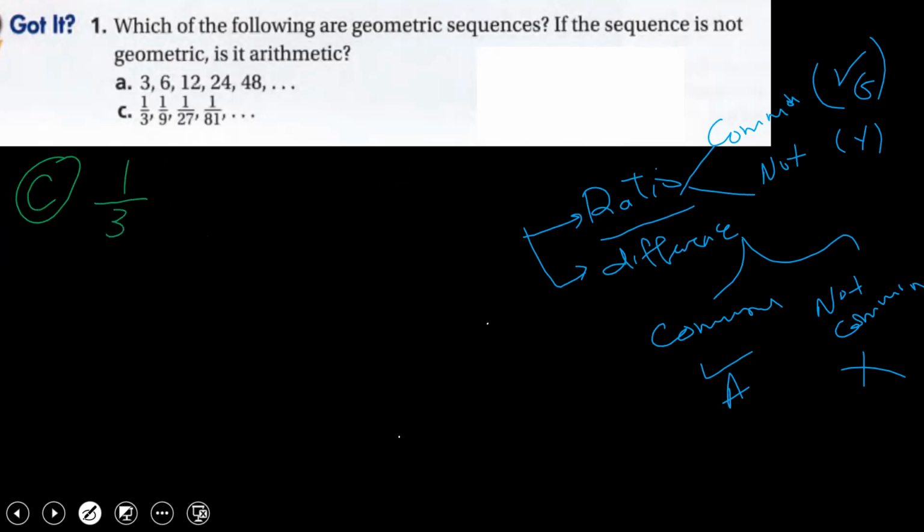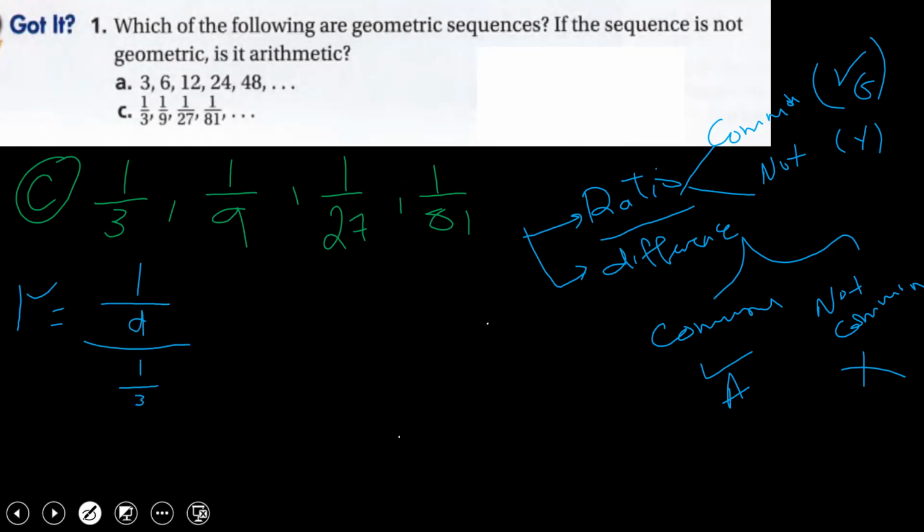One over 3, 1 over 9, 1 over 27, 1 over 81, and so on. Let's now find the ratio. So the ratio is 1 over 9 divided by 1 over 3. As you remember in grade 6, I want to divide a fraction by a fraction. It means 1 over 9 divided by 1 over 3.